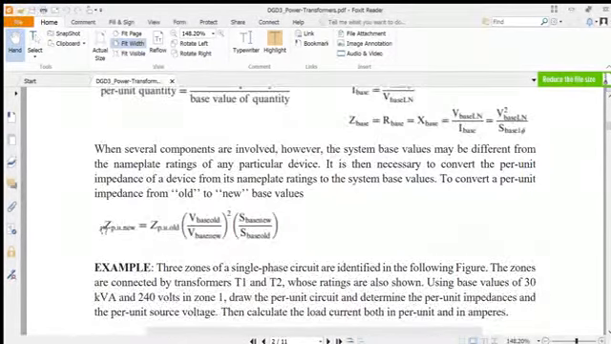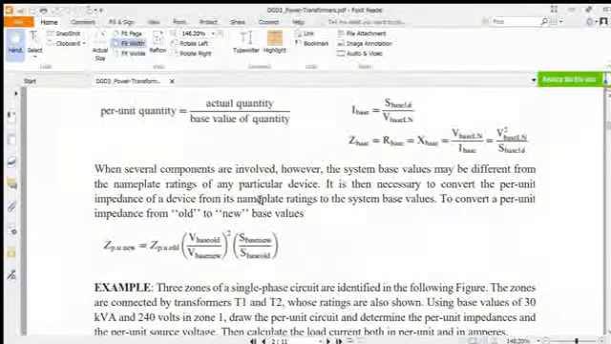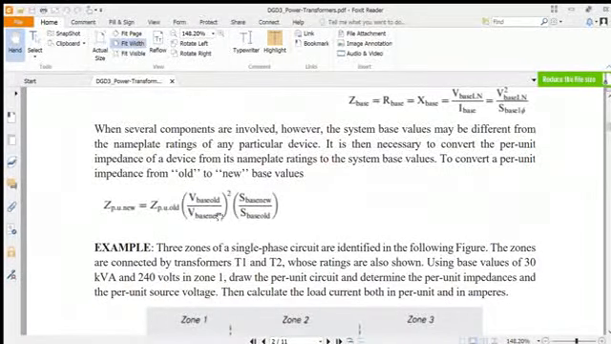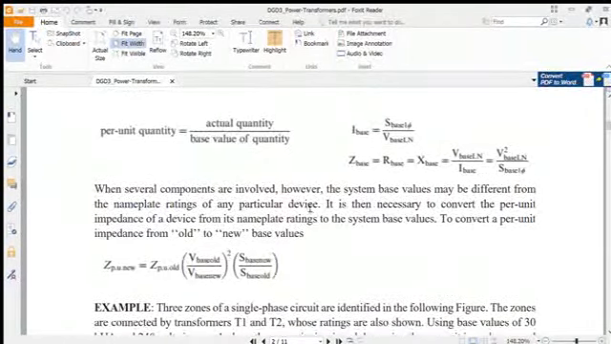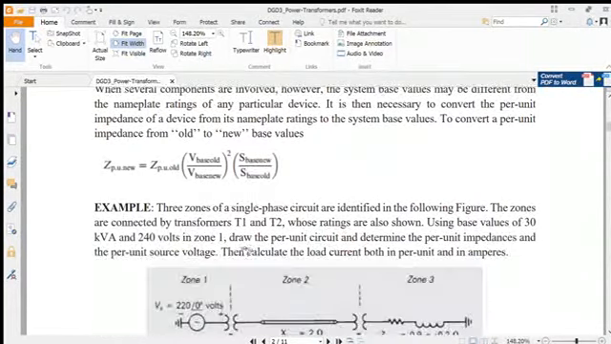You see the new per unit impedance here. New means the older one is given as the reference, and the new can be expressed as this one. Old means the given value, whereas new means the actual base value. So we have three formulas here: one, two, and three. Let's start.